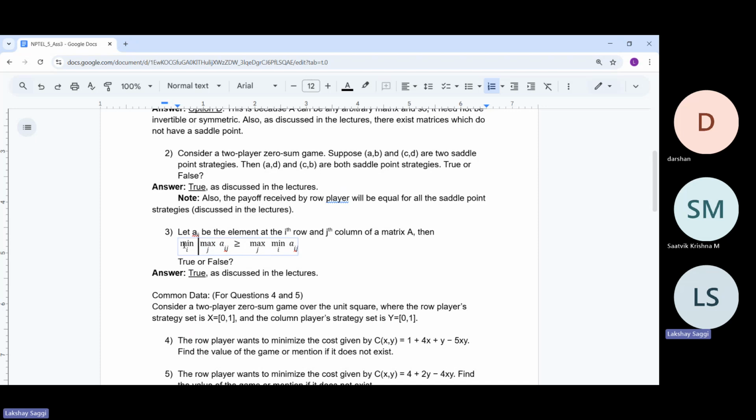We take the minimum out of all these, and this is what the left hand side says. So basically, what does the left hand side say? Take every row, take the maximum value in every row, and over all these values which you get, just take the minimum value.